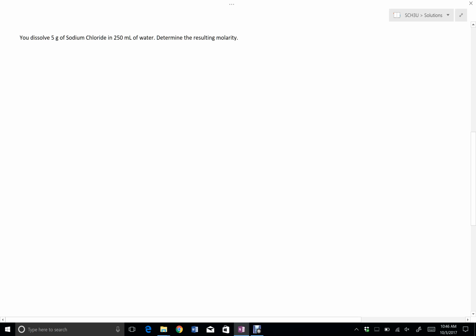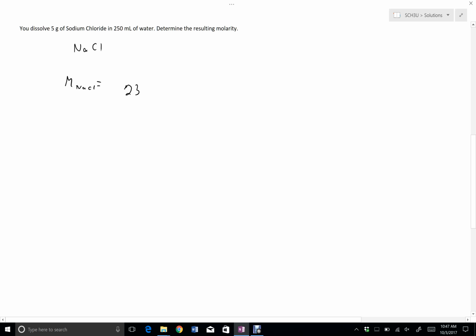So first of all, we need to remember that this is table salt, NaCl, and we're going to need the molar masses of those guys so that we can get the molar mass of NaCl. So Na is 23 grams per mole, and Cl is 35.45 grams per mole. So my molar mass here is 58.45 grams per mole.